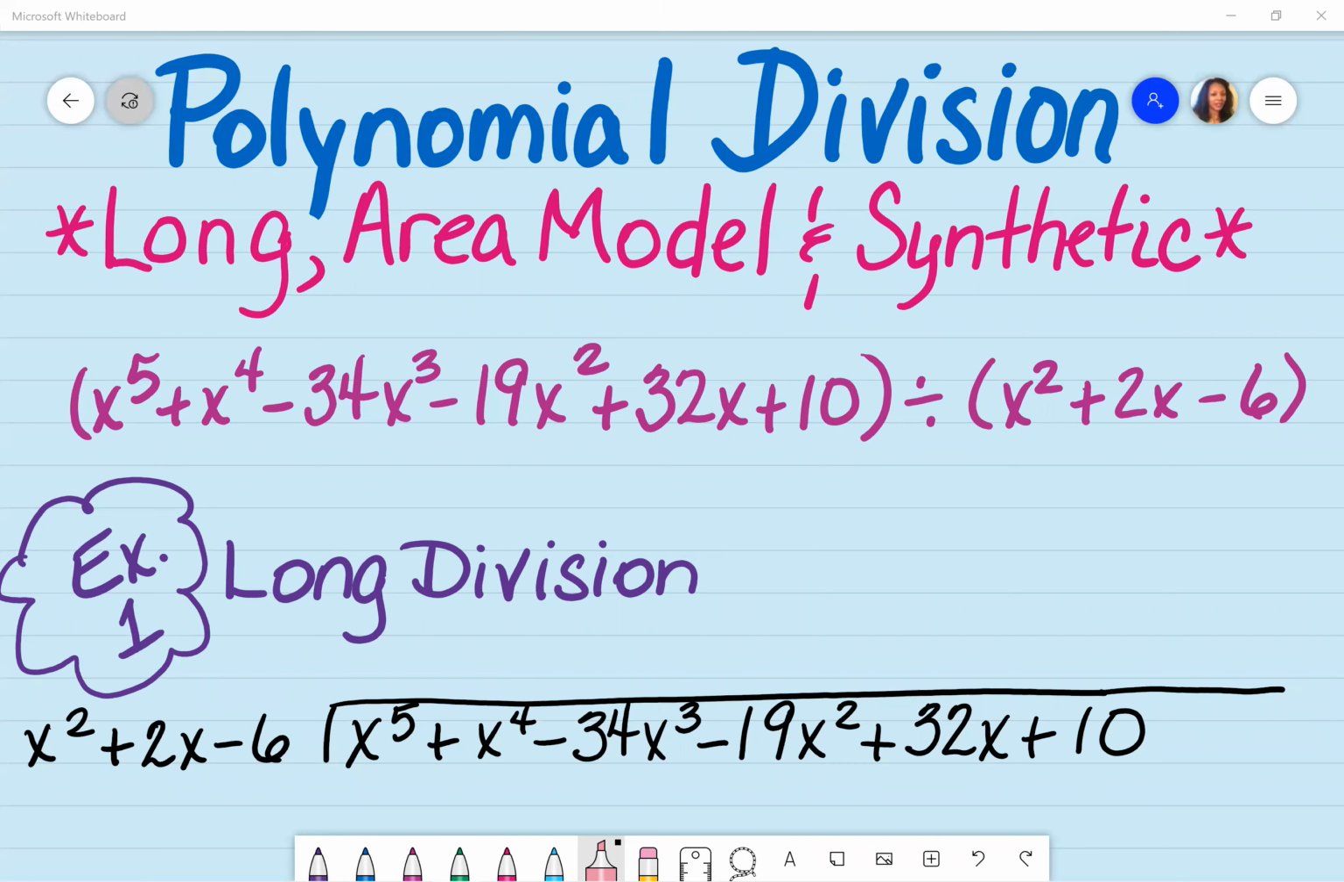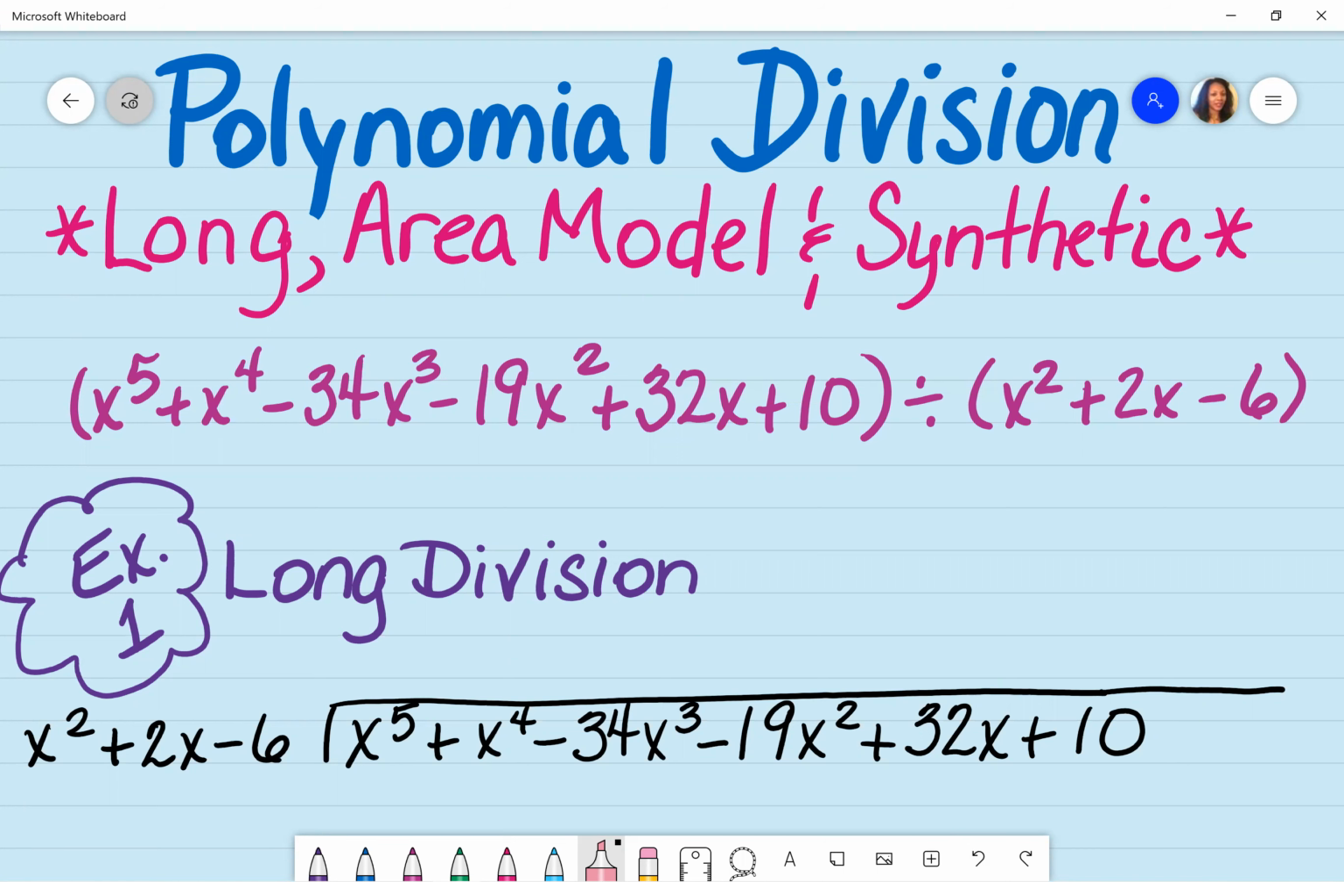I will be discussing polynomial division. I'm going to show you examples using the long division, area model, which is also known as the box method, and synthetic.